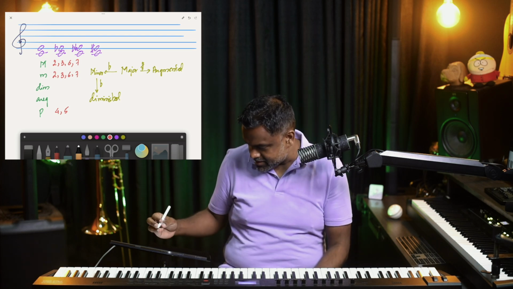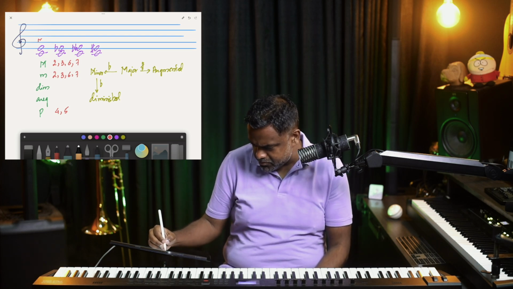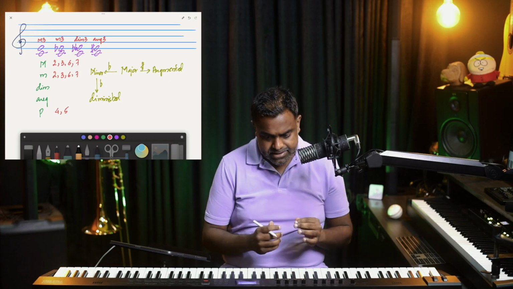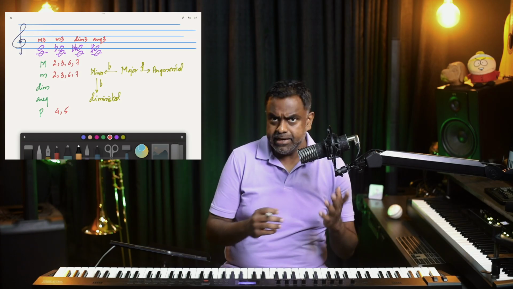Okay, so let me just write the names of that. C to E would be a major third, C to E flat would be a minor third, C to E flat flat would be a diminished third, and C to E sharp would be an augmented third. So just like this, you can form this for any of the intervals.